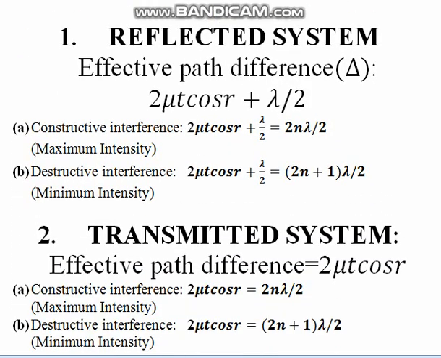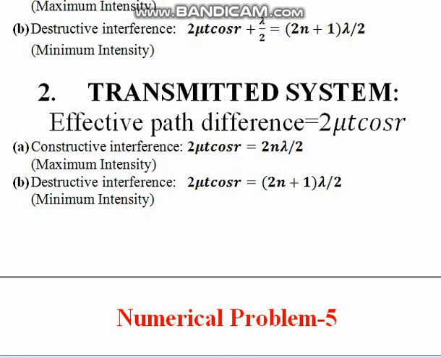Now let's see the transmitted case. In the transmitted system the effective path difference is equal to 2 mu t cos r. The effective path difference is the sum of the geometrical path difference plus the optical path difference. Here the optical path difference is 0 in the transmitted system, as there is no additional phase when light transmits from one medium to another. So the effective path difference is 2 mu t cos r plus 0, that is 2 mu t cos r. So this point is clear now.